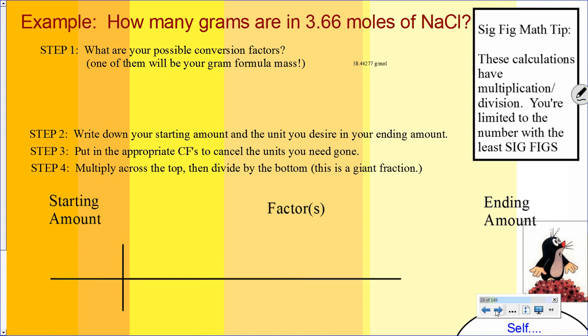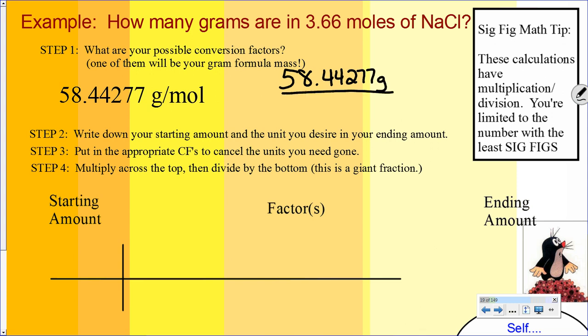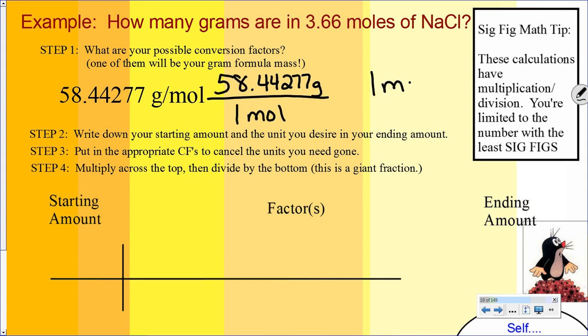So the first thing that you need to do is determine sodium chloride's gram formula mass. So I'm going to give you that right now. If you want to backtrack and check, you can pause the video for a minute, make sure you know how to do that. This can be written either as 58.44277 grams for 1 mole, or as 1 mole is equal to 58.44277 grams, depending on what we need in the problem.